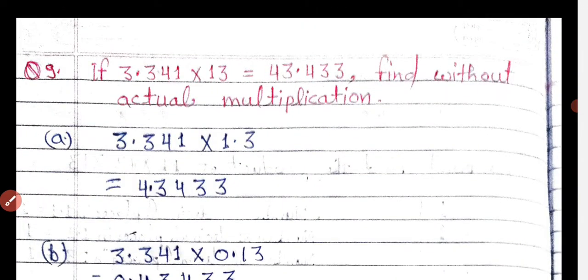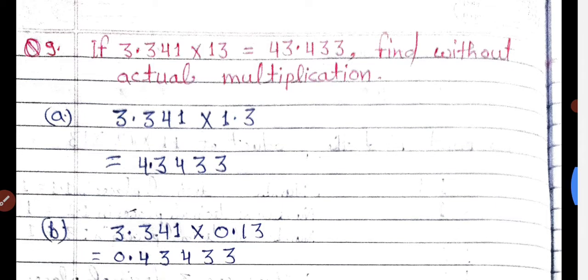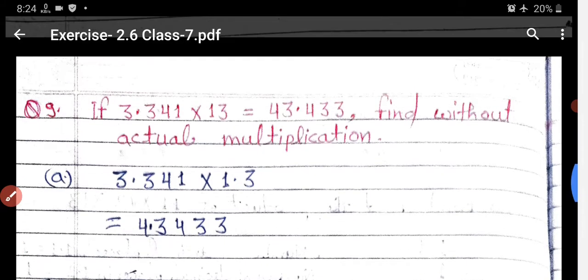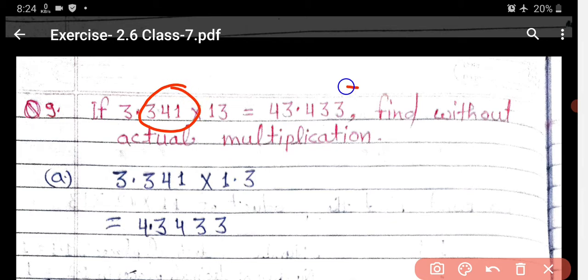Now come on, question number 9. Question number 9 is that if 3.341 multiplied by 13 is equal to this, then find the following without actual multiplication. Okay, this value is given here, and this result you have to find without multiplying. Now just see here, after the decimal there are 3 digits.